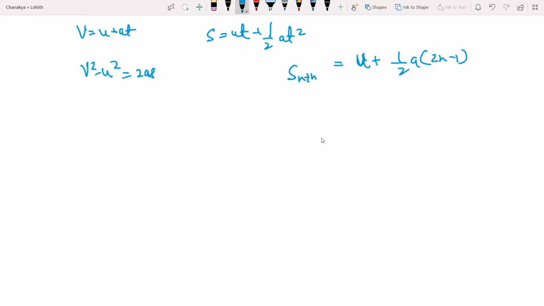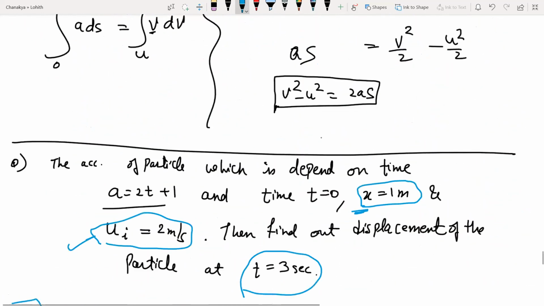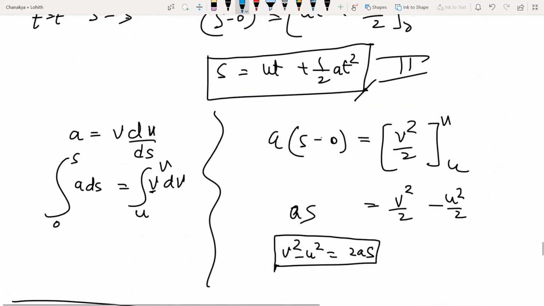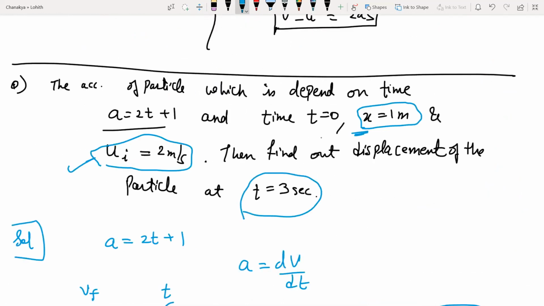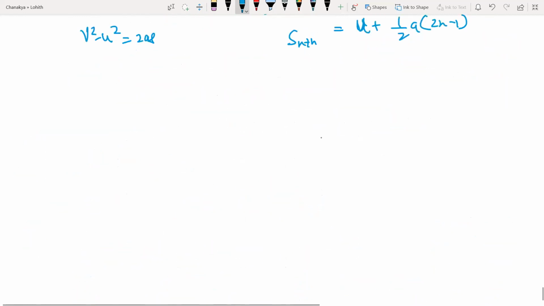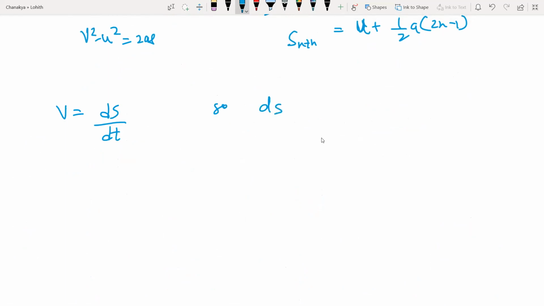So we need to derive this one now, right? Have we derived this one, for Sn? No, sir. Okay. So as we know, v equals ds by dt, so ds equals v dt, and v we know is u plus at, dt.